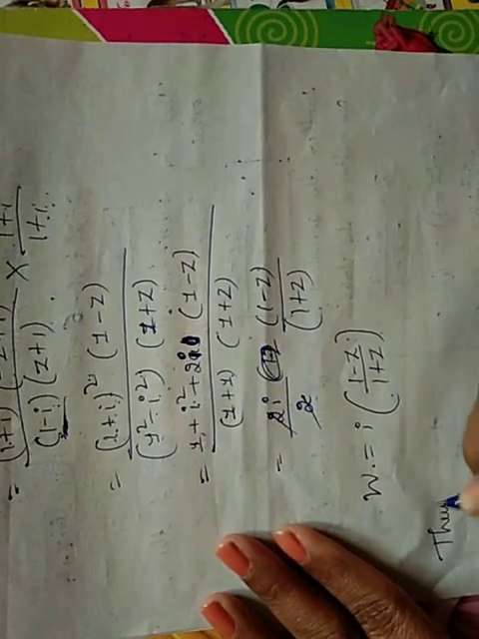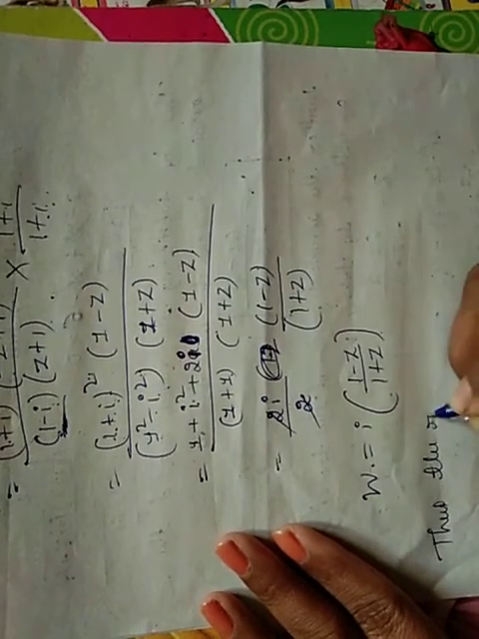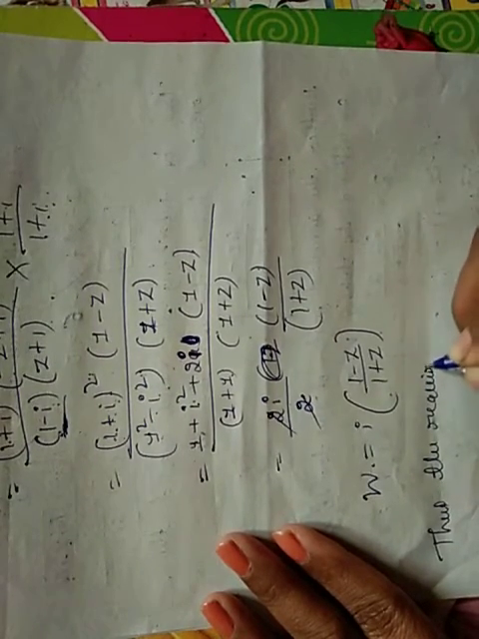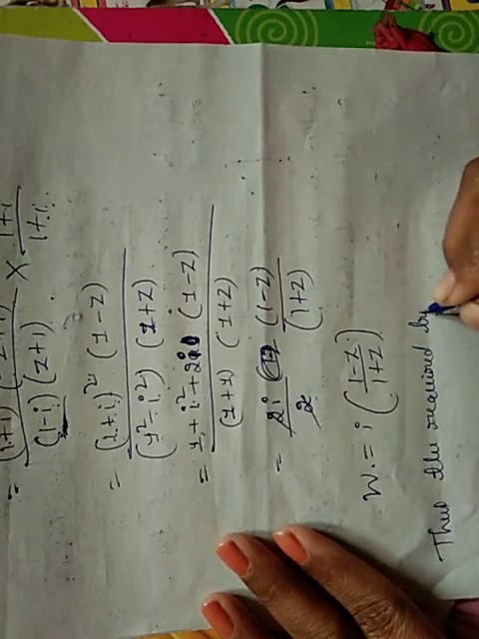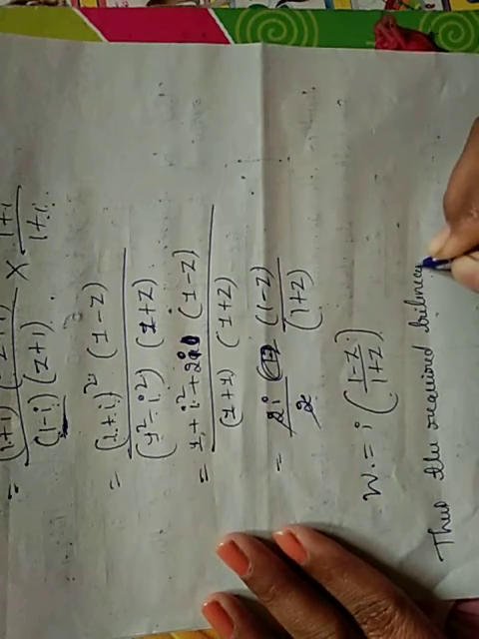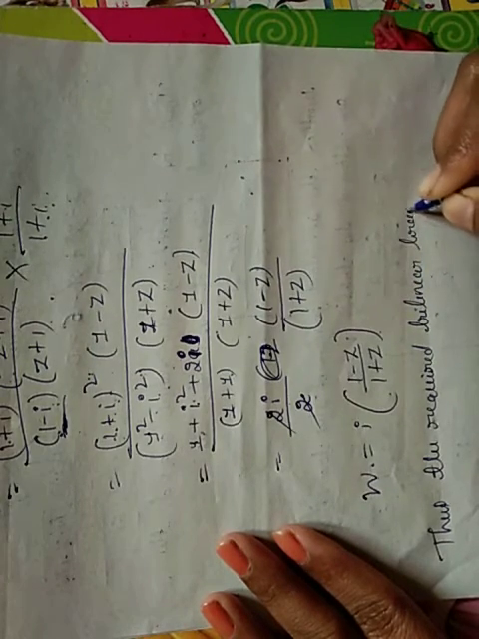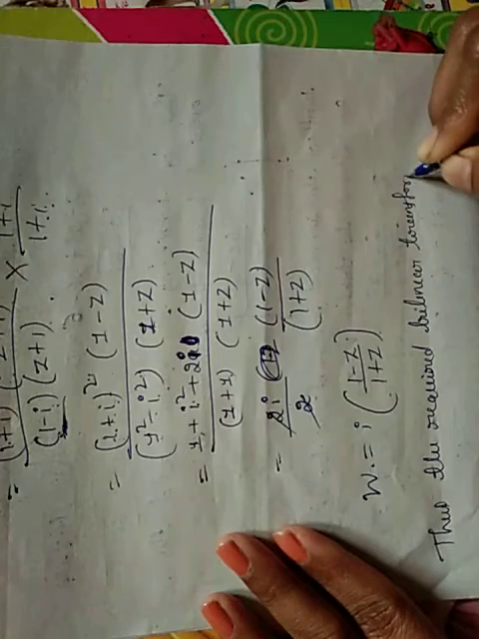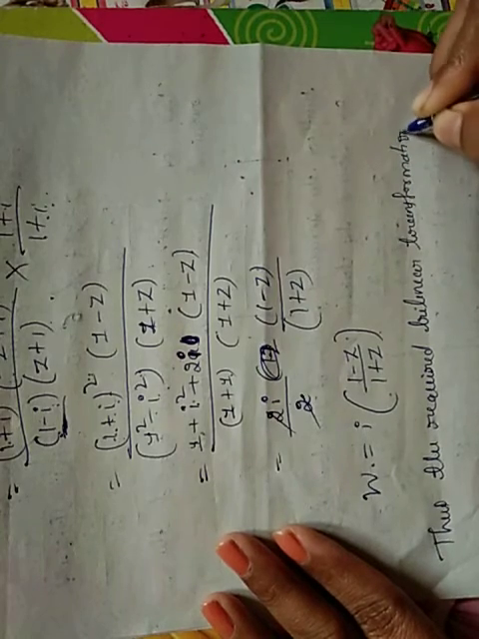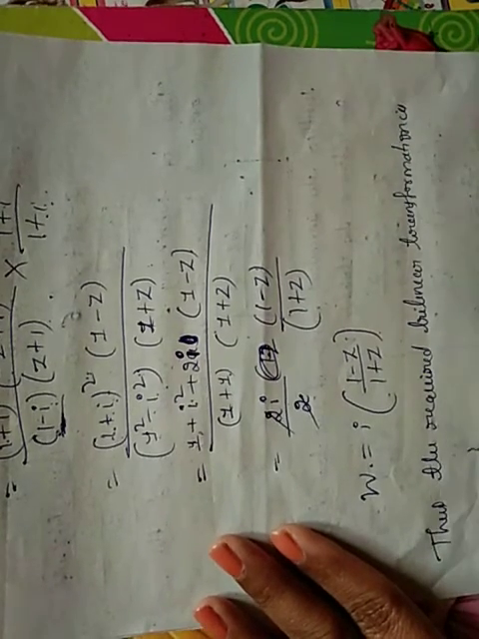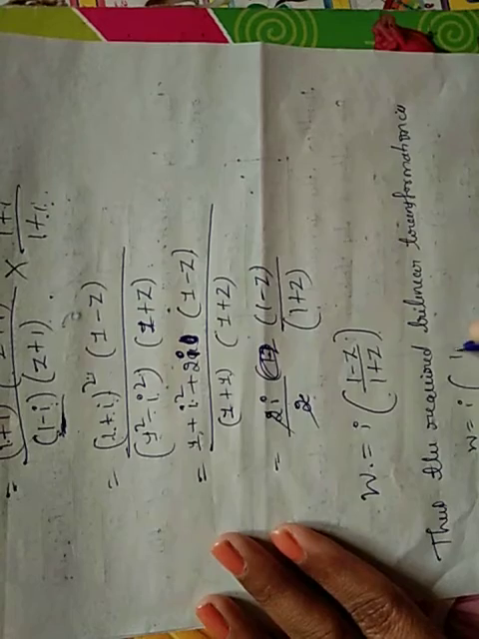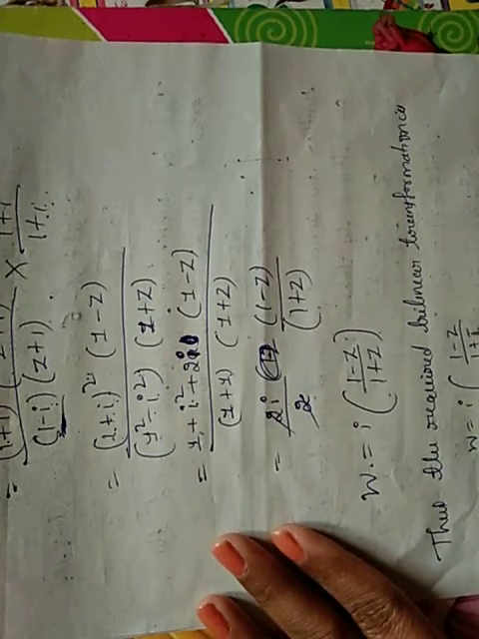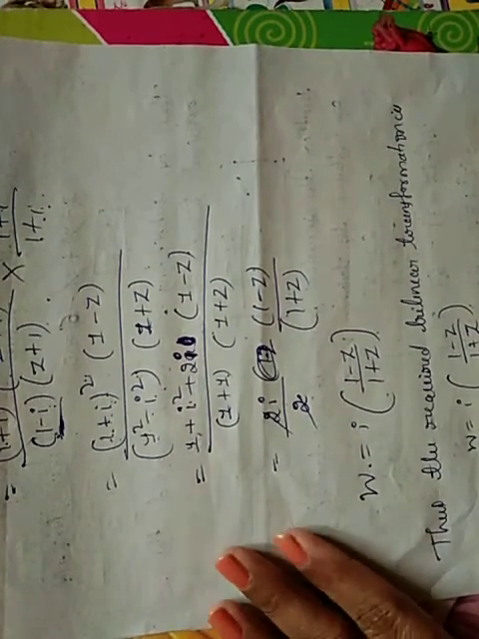Thus, the required bilinear transformation is w equal to i into 1 minus z divided by 1 plus z.